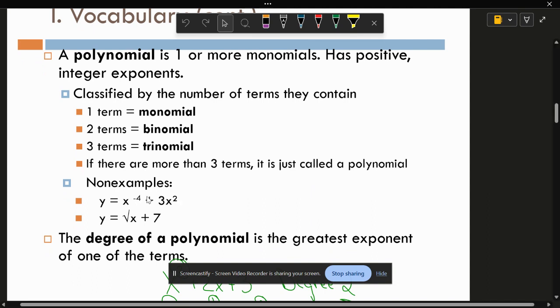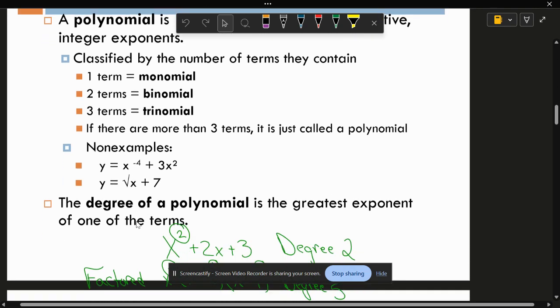Some things that are not polynomials: any equation that has a negative exponent, any equation that has a radical sign.